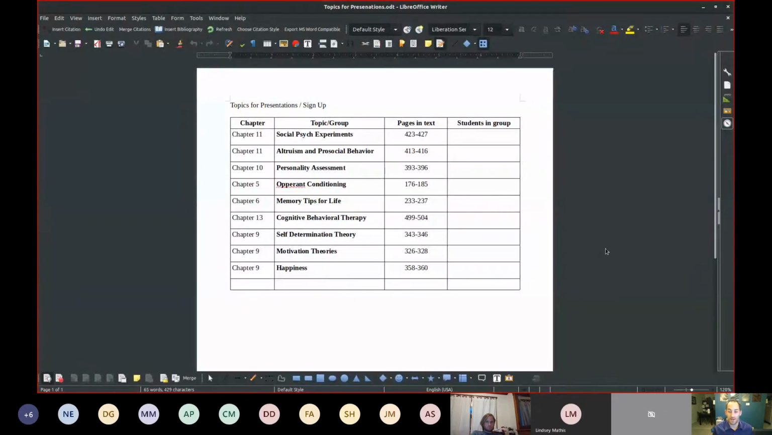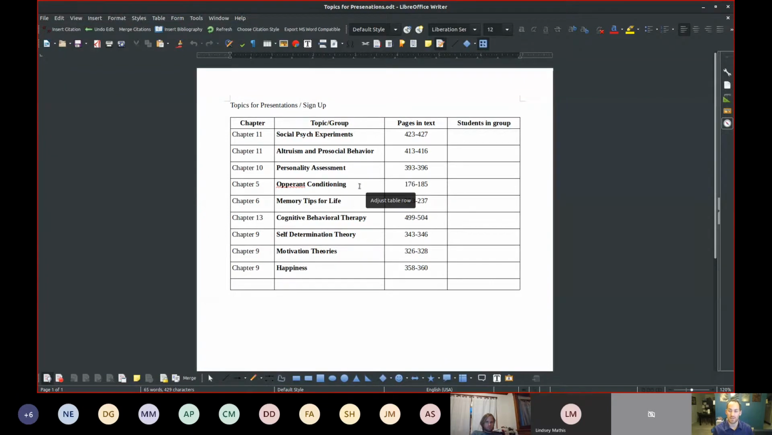All right, here are the topics that we can sign up for. So chapter 11, this is in order of when we cover them in class. So chapter 11, we have social psych experiments. Chapter 11, we also have altruism and prosocial behavior. Chapter 10, personality assessment. So if you have ever taken a personality assessment or thought that sounds like a really interesting thing, maybe that's a group to join.